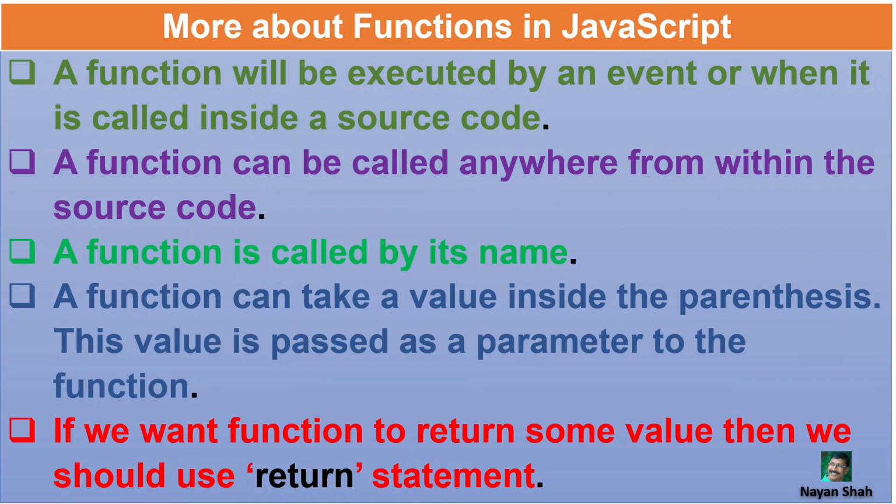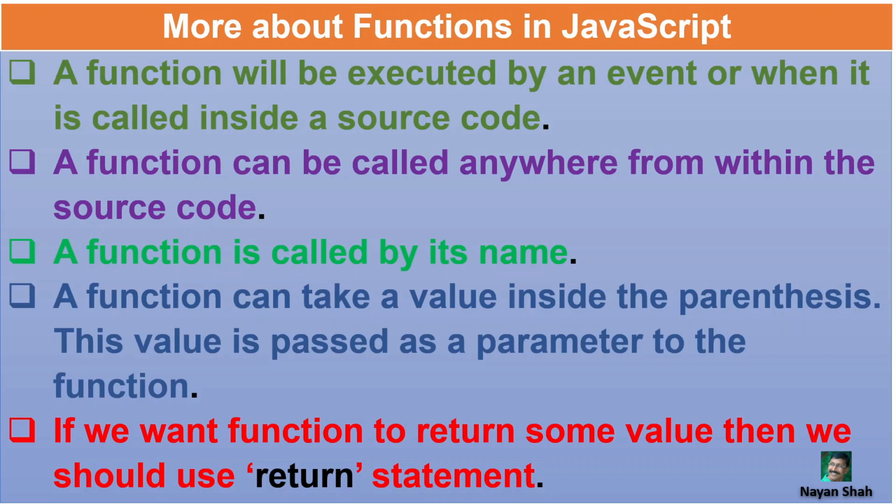More about functions in JavaScript. A function will be executed by an event. Now remember, what is an event? An event means when something happens, that is called an event. You click on the web page, you double click, you drag something, you right click something, you move your mouse over a particular area on the web page; all these things are considered events. Event means something happening on the web page.